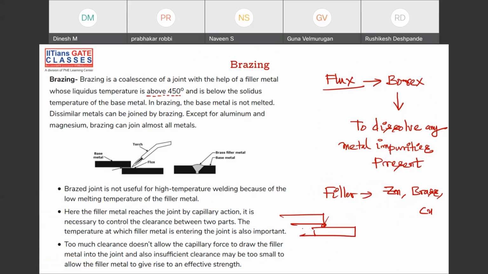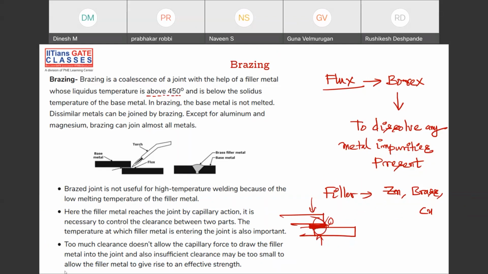With the help of capillary action, this will be getting sucked inside. If you are putting the drop here, with the help of capillary action, that will be getting sucked inside. And wait for some time, apply a little pressure, wait for some time, then they'll be getting solidified and the weld joint is performed. Right?